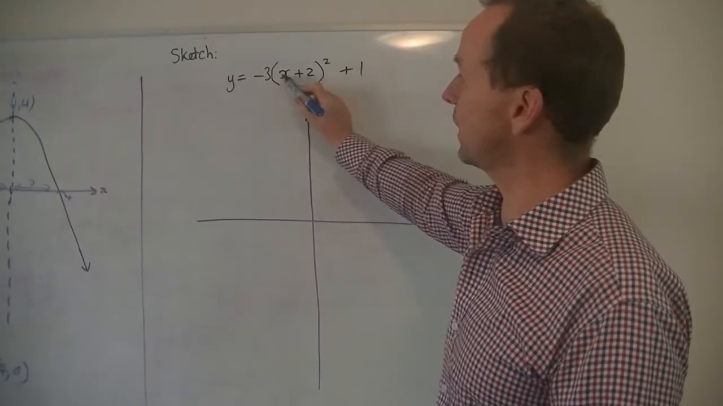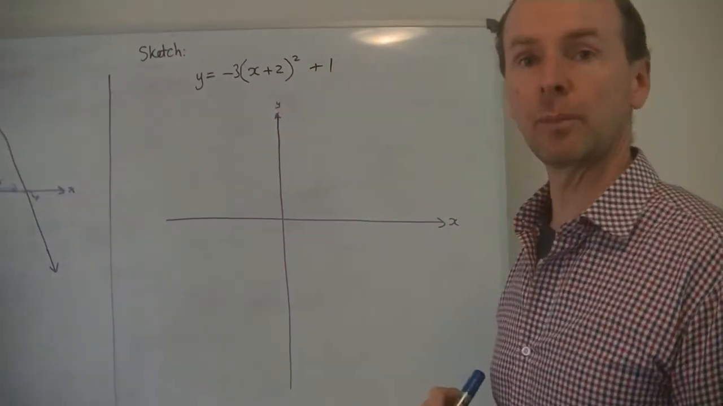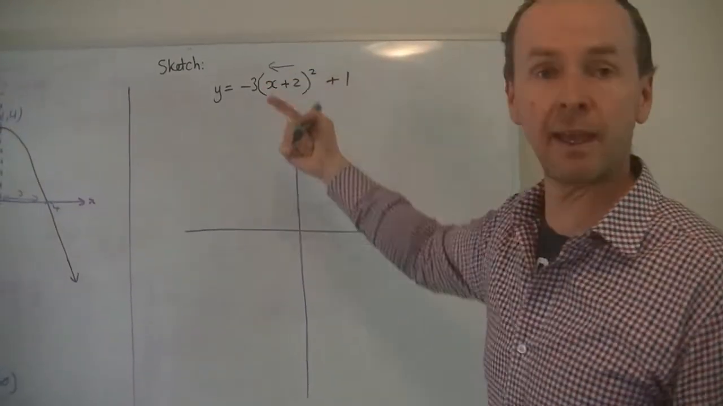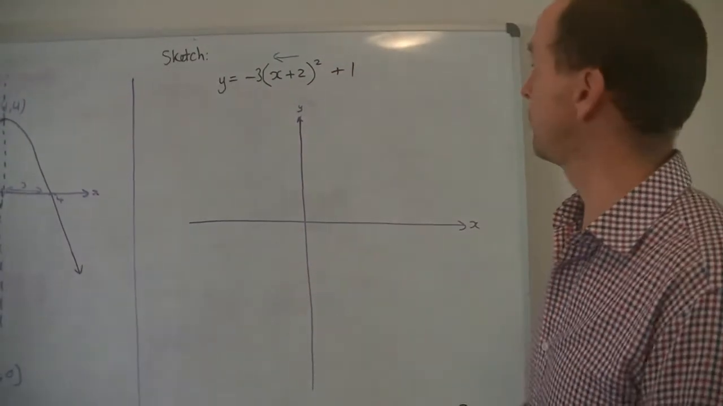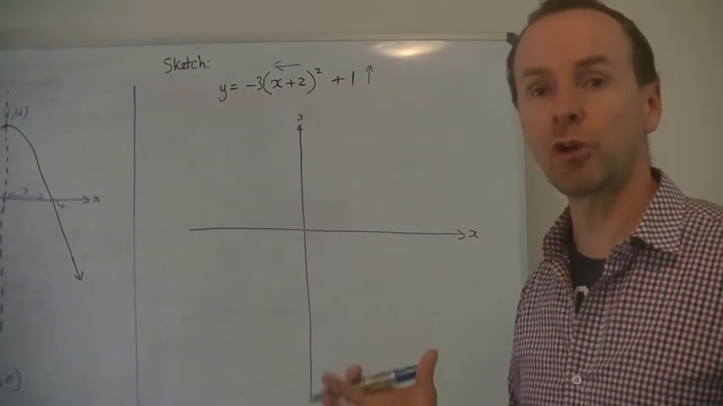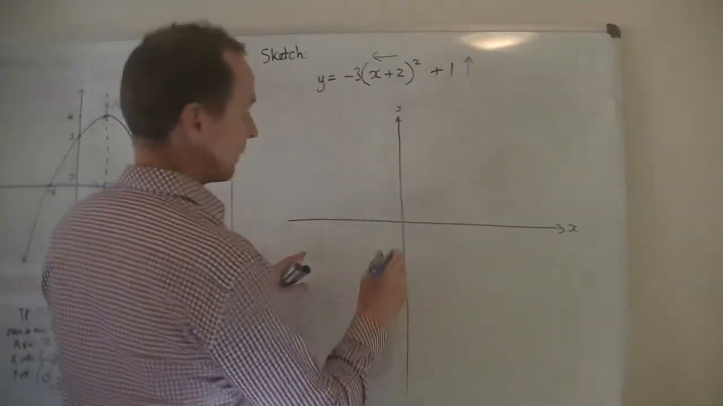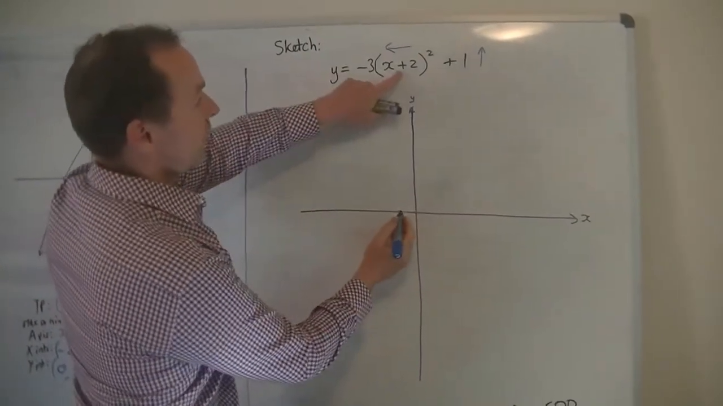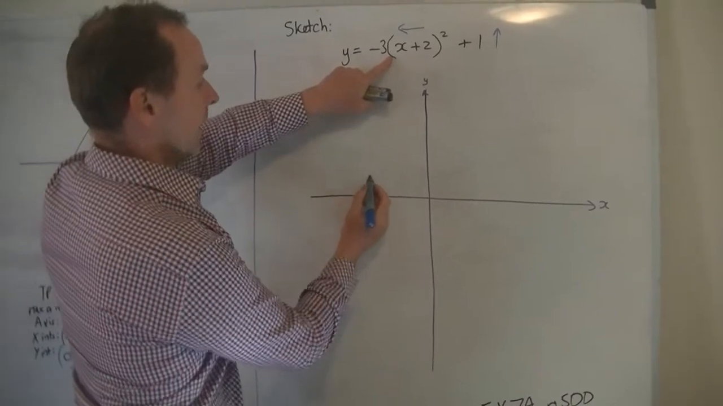Now, a +2 inside the brackets. What does that do? That moves it 2 to the left. I like actually putting my arrows there, just so it makes it easier for me. And the +1 at the end means it goes 1 up. That's the turning point we're talking about. So our turning point's normally at 0, 0, right there. But in this case, we know it goes 2 to the left and 1 up.